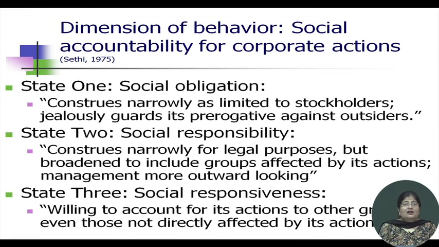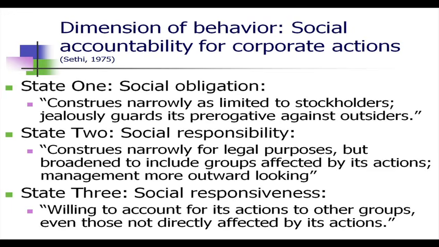State 3. Social responsiveness. As an organization, we are willing to account for our actions to other groups, even those not directly affected by our actions. So these are people who could be remotely interested, but still they feel they are affected, and we say, okay, we will still serve your interests. We will leave our doors open. We are a transparent organization. We are accountable for our actions. If anything that we are doing harms you in any way, we will take corrective action to fix it.